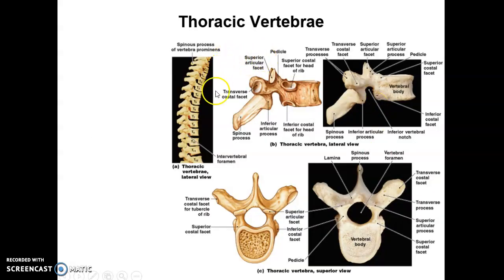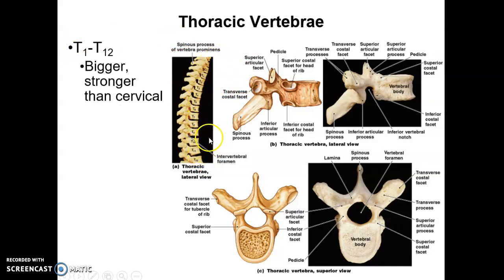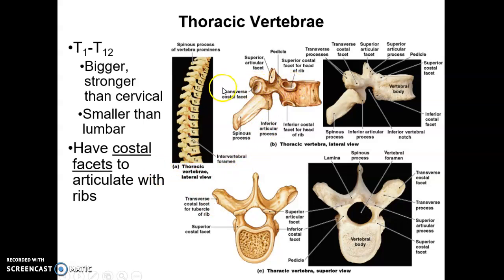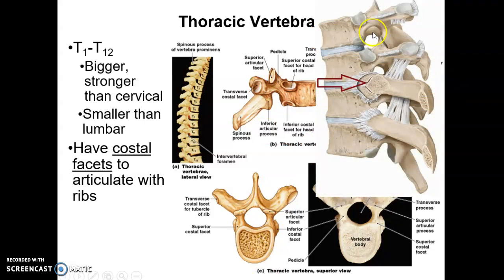Okay, let's move on to the thoracic vertebrae, T1 through T12. They're bigger and stronger than the cervical vertebrae because they simply have to support more weight. In fact, they get larger as you go down the column. They are smaller than the lumbar vertebrae, which are even bigger yet. They have additional facets that articulate with the ribs, so these are called the costal facets. And I'll show you a picture of how they articulate with the ribs, like so.